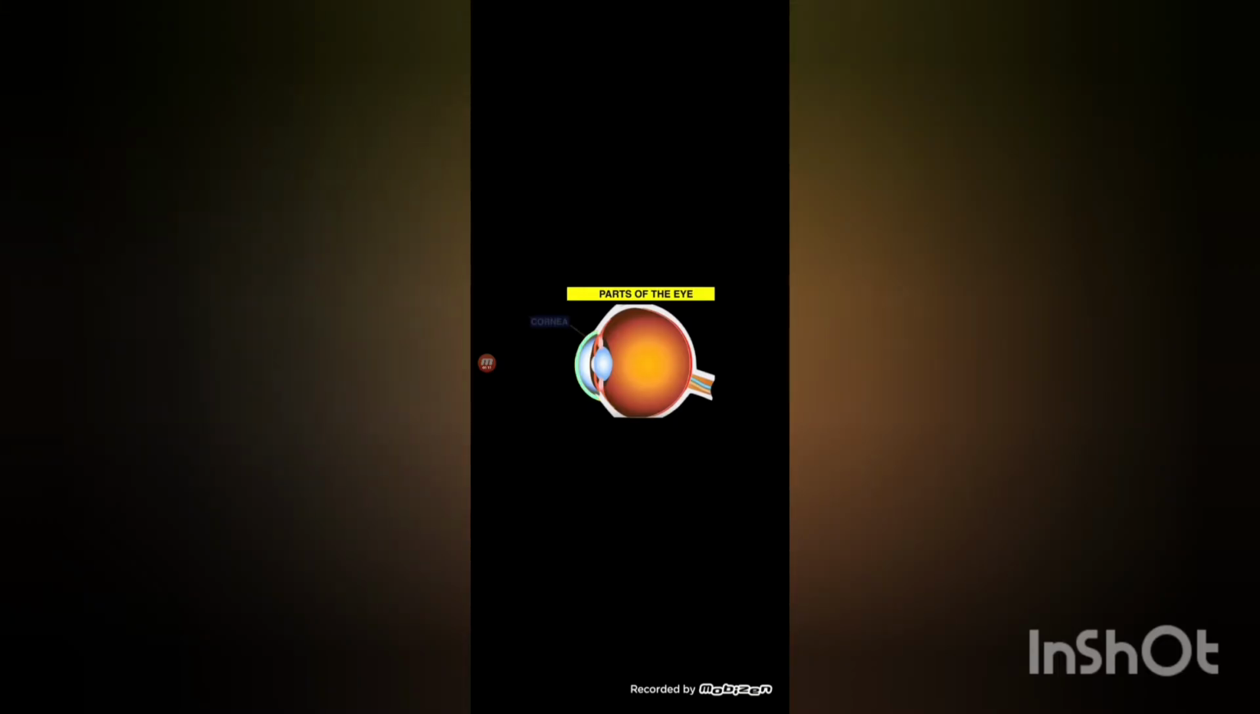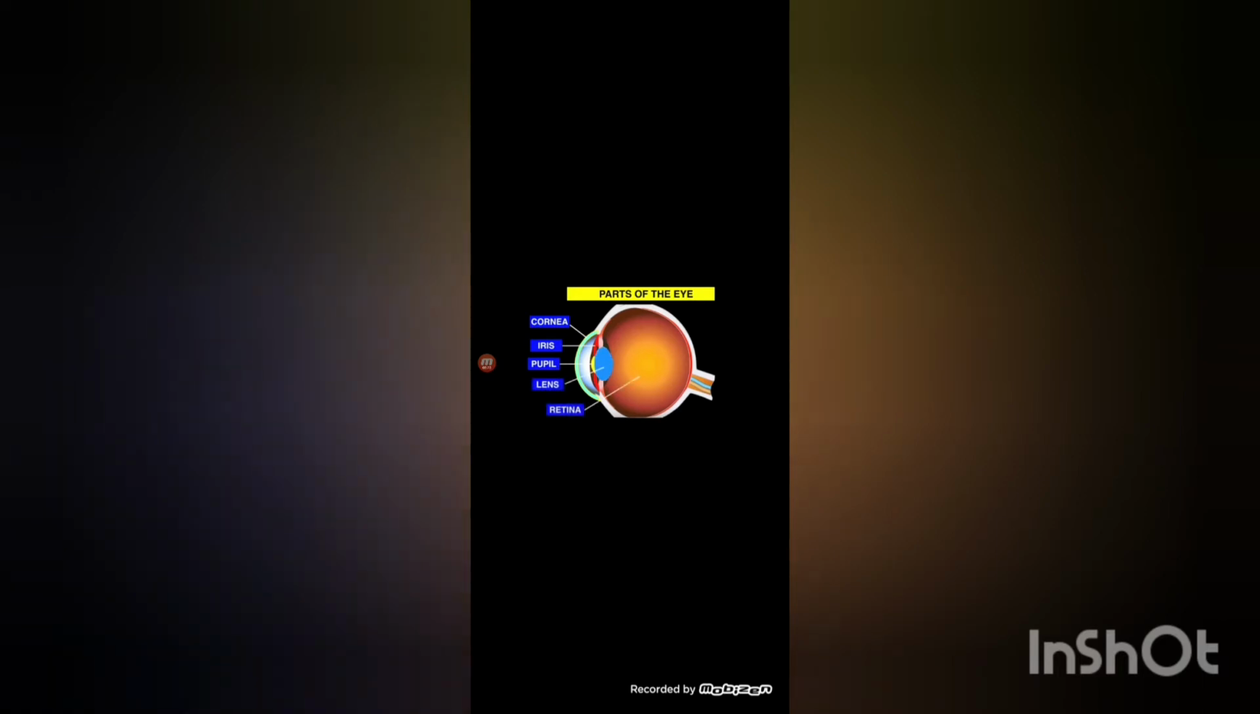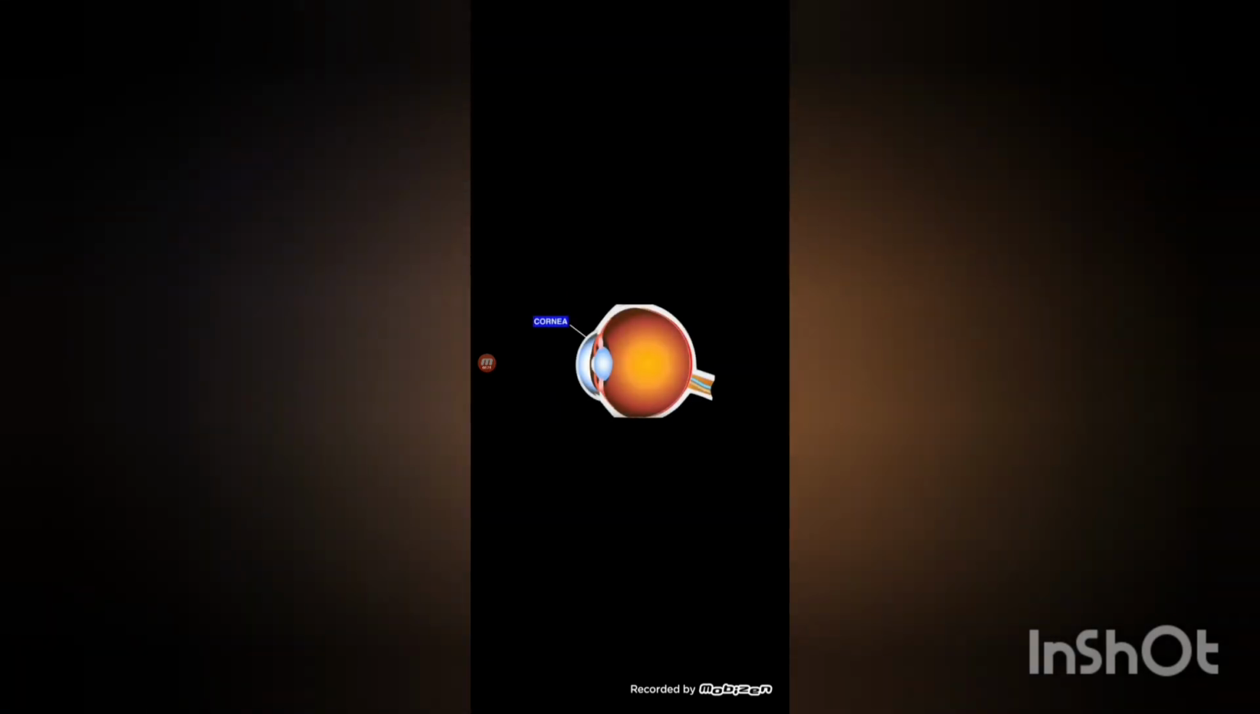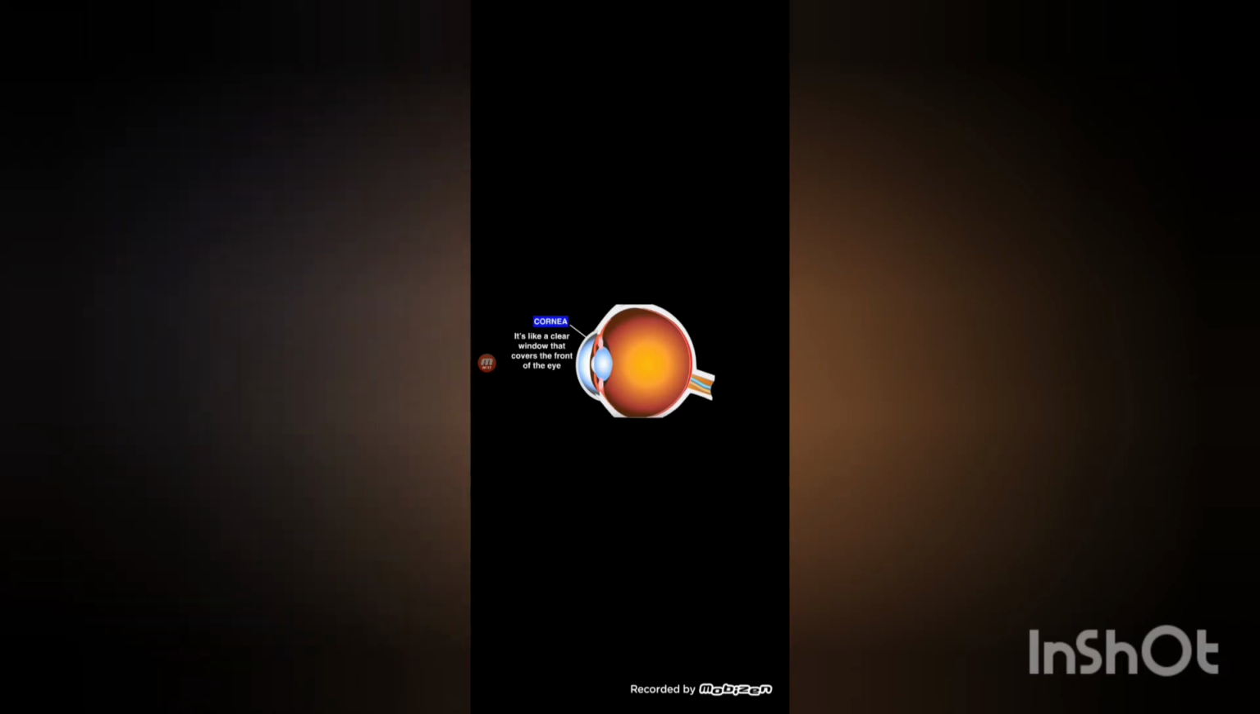The parts of the eye are the following: the cornea, the iris, the pupil, the lens, the retina, and the optic nerve. This part is called the cornea. The cornea is like a clear window that covers the front of the eye.